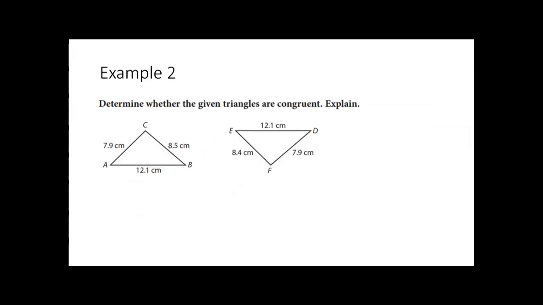All right, example 2. Again, we're determining if these two triangles are congruent. Let's take a look. They didn't give us any angles, so we're just going to have to look at the sides. I see a 7.9 here. I also see a 7.9 here. Those two sides look like they are congruent to each other. What about their longer side, 12.1? 12.1. Okay, so we have two sides that are matching.